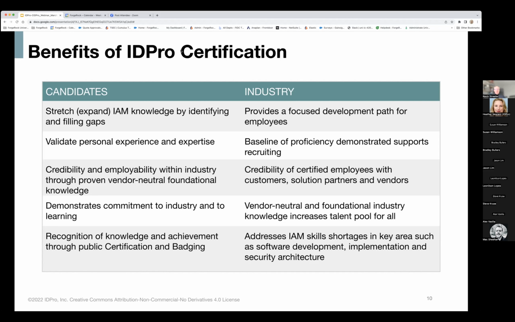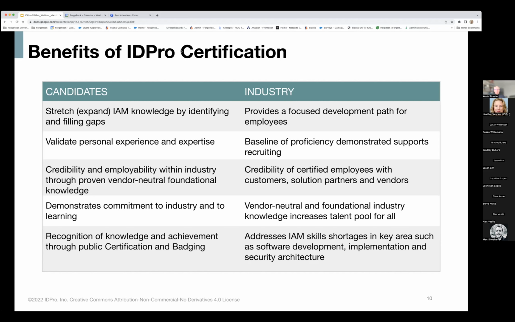But for the industry as a whole, it's really important that we have focused development paths for our employees. It's like a lot of organizations, people like Heather and myself talk to, want to be able to have development paths that help people become true validated identity professionals. And that's where CIDPRO comes in as a certification. It gives this real baseline of proficiency, and it gives credibility to customers, partners, vendors, that you know what you're doing in the identity space.